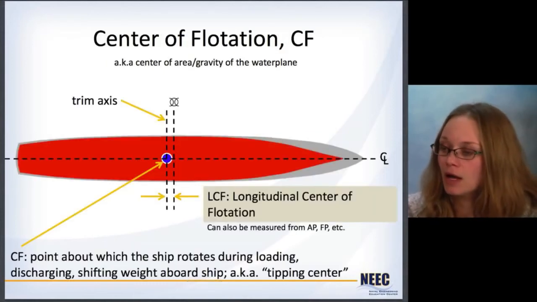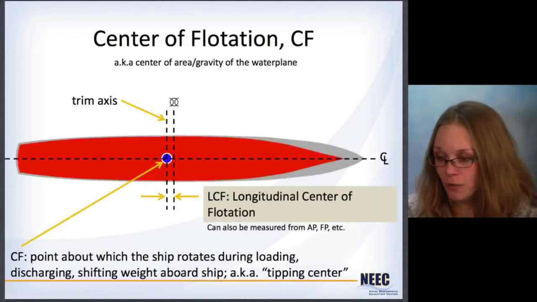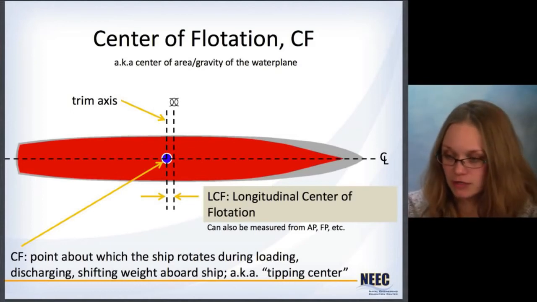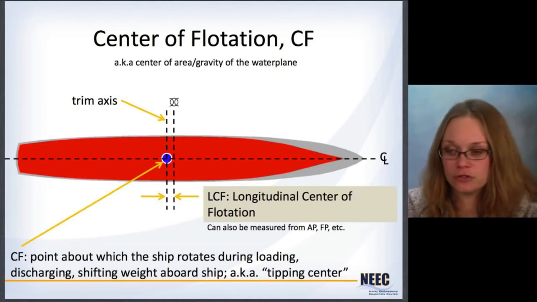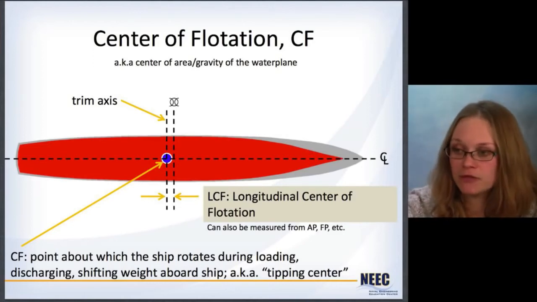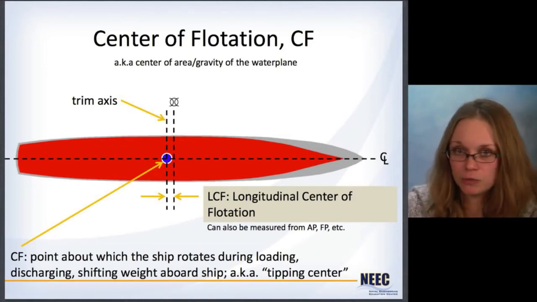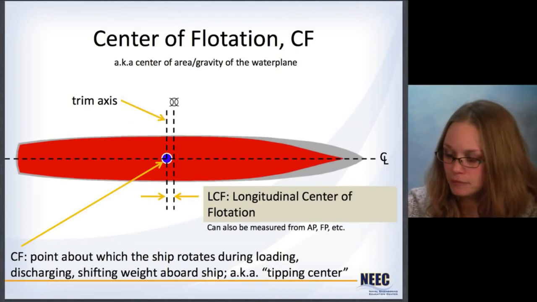Again, there's a center of flotation with the water plane. Now, what it means is, picture in your head a ship, and you're loading some stuff on it, and as you load it on the bow or the stern, it's going to tip a bit. It tips about this center of flotation. The center of flotation corresponds with the trim axis, again, which is what the ship is going to rotate about.